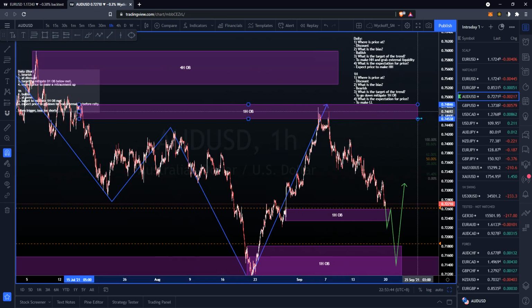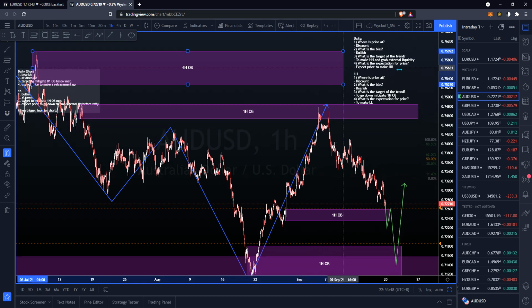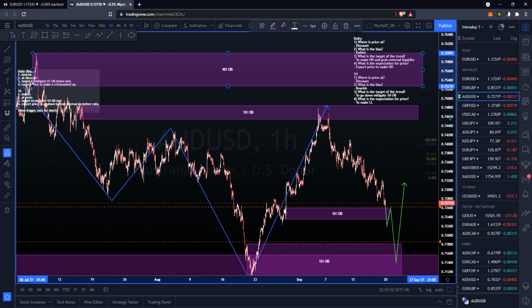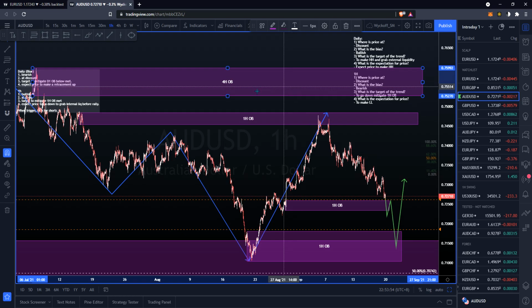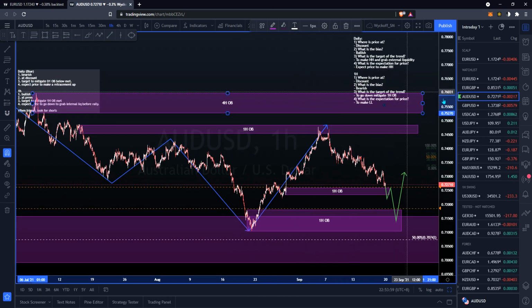And the first target will of course be this 1 hour order block over here, which was mitigated by this move. And next will be the 50% level. And if, let's say, we hit this level, I'll trail the rest of the positions.